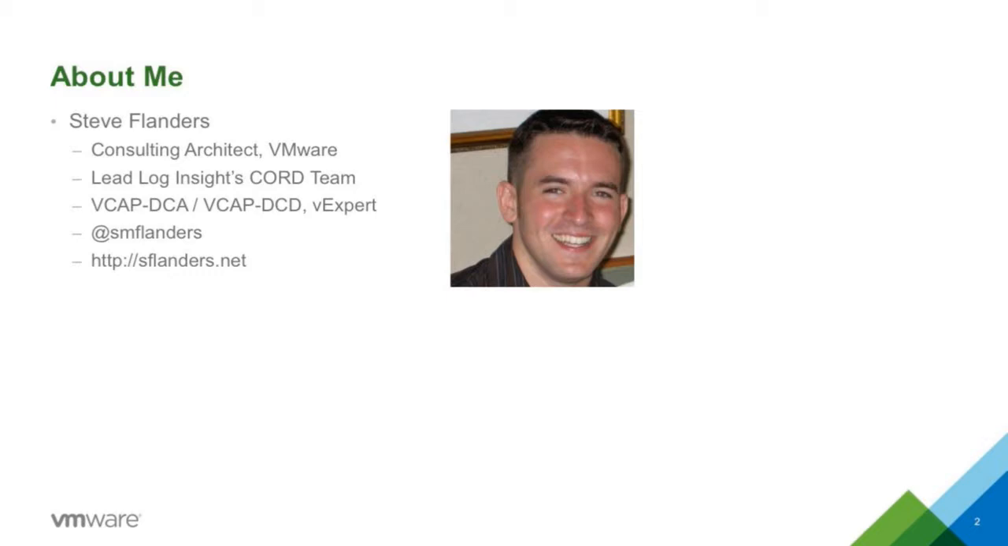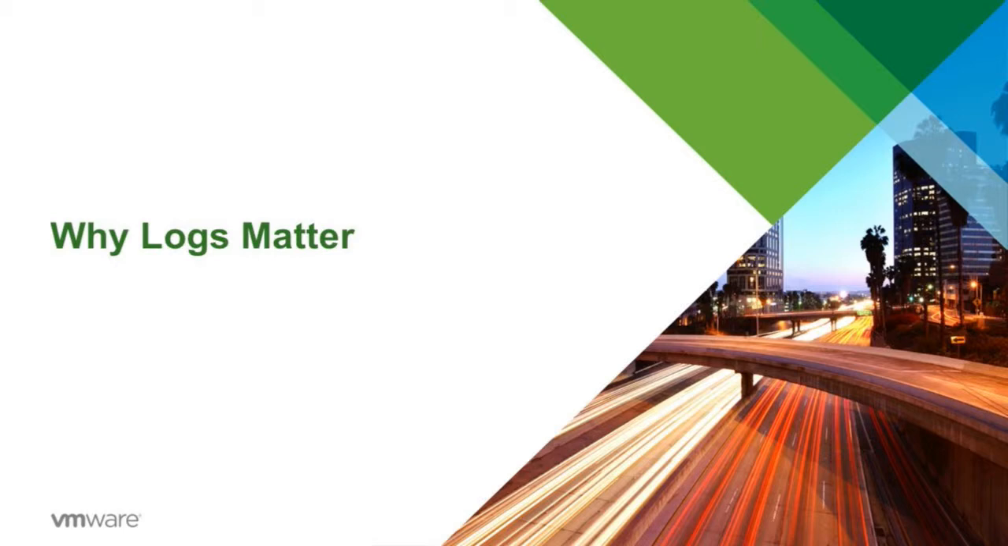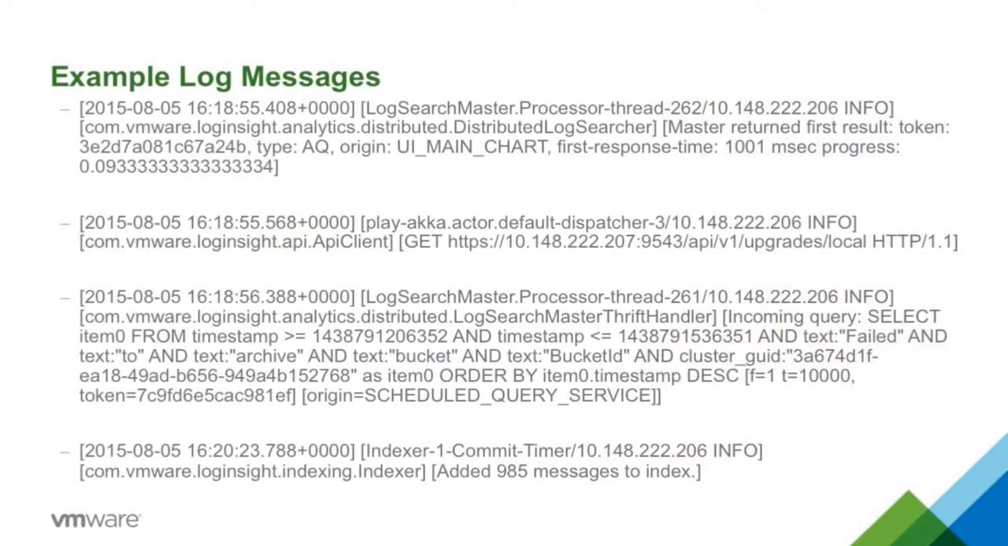So first and foremost, why do logs matter? And what I have for you here are several examples of log messages. If we actually look at these, there are very specific things that people care about. First and foremost, we have timestamps. Timestamps are important because you want to be able to correlate information.